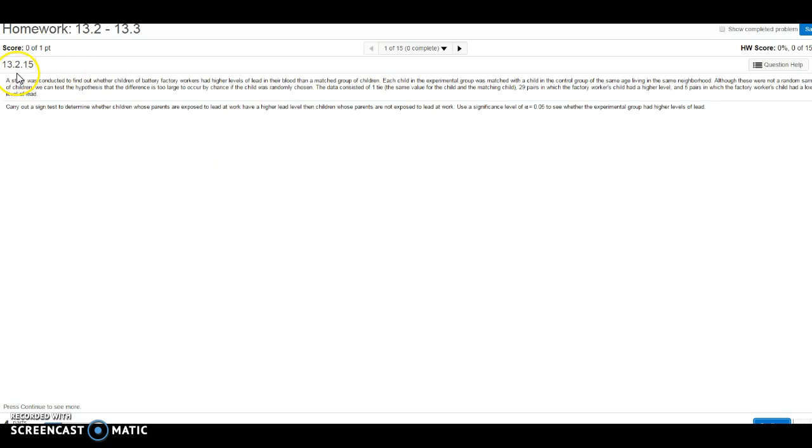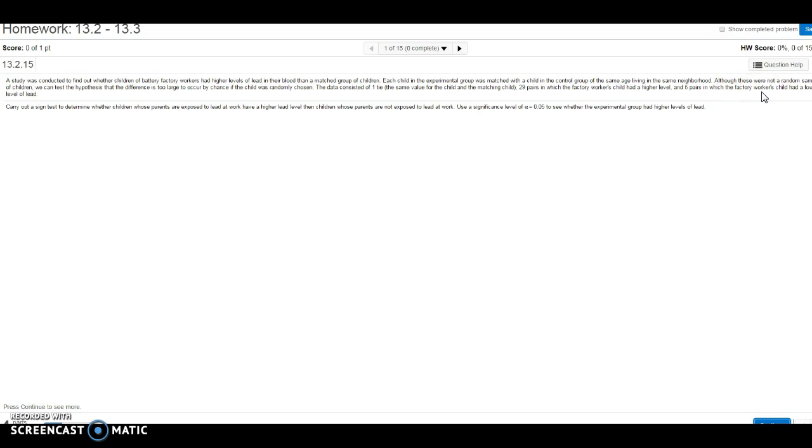This is 13.2.15. A study was conducted to find out whether children of battery factory workers had higher levels of lead in their blood with a matched group of children. Each child was matched with a child in the control group. We can test the hypothesis that the difference is too large to occur by chance. The data consisted of one tie, 29 pairs where they had a higher level, and 5 pairs where they had a lower level.